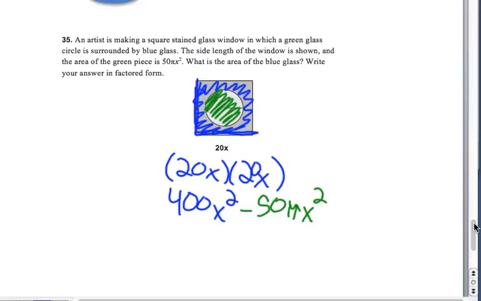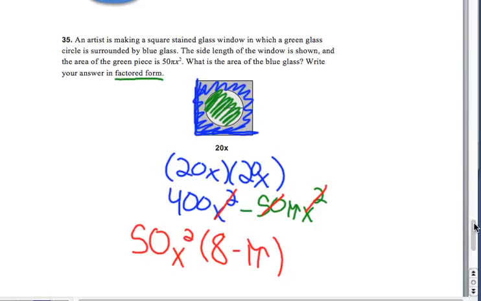Now they say write your answer in factored form. So factored form means we need to pull out whatever we can. Well, 50 divides both 400 and 50. And x squared can pull out because x squared is just in both terms. So when I pull out the x squared, it gets pulled out. 400 divided by 50 is 8. Here I pull out the 50 and I pull out the x squared. So all I'm left with is the pi.